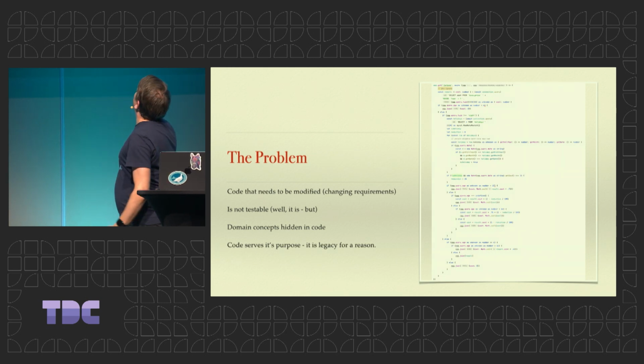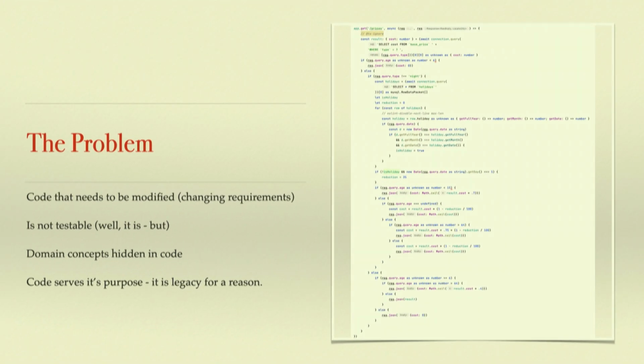So this is the code that we need to work with. It's an HTTP REST API. It's a GET request to get the prices of lift passes, and it needs to be changed. So there are changing requirements. It's not testable. Well, it is, but it would require us to have a Docker instance and a running database, and we would need to fill the database. That makes it a bit tricky. And domain concepts are hidden in the code. I'm pretty sure there is a bug, a domain bug, in this code. You're going to see that later. I don't see it when reading it.